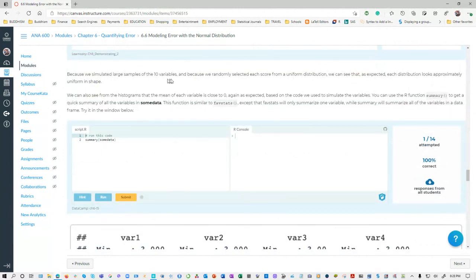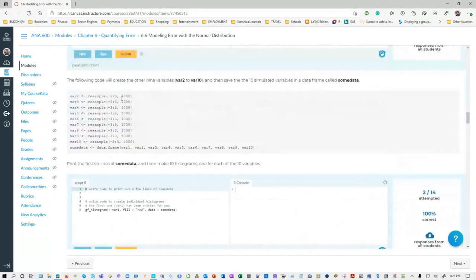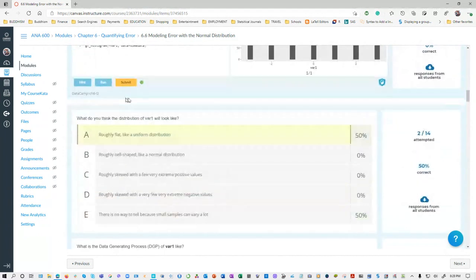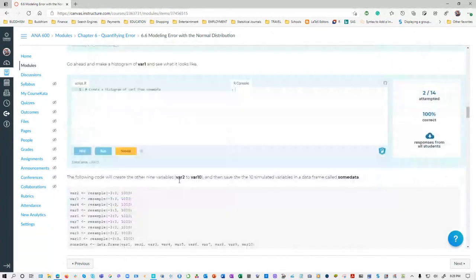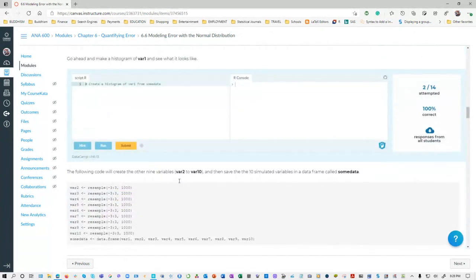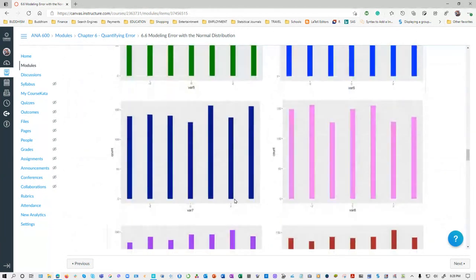Because we simulated a large sample of the 10 variables, and because we randomly drew each score from a uniform distribution, each distribution looks approximately uniform in shape, as we expected. Because we picked these numbers from a uniform distribution, we got a uniform distribution too.